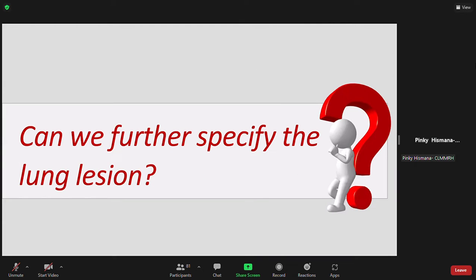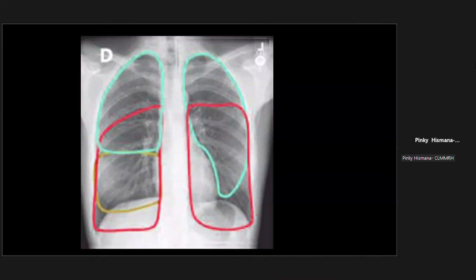So, the question now: can we further specify a lung lesion other than by lobe? Yes, the answer is yes, no?